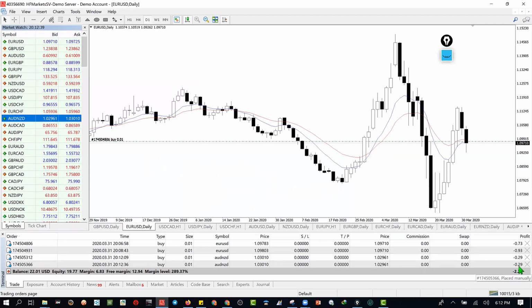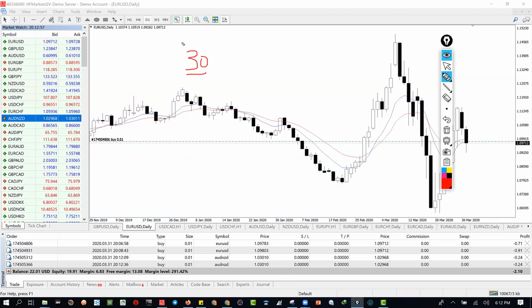Okay, we have been charged 30. Even though it's a minor currency pair, you can see the spread is not very high, just 30. If we compare this to other brokerage firms, they can charge you like 70 or 60.